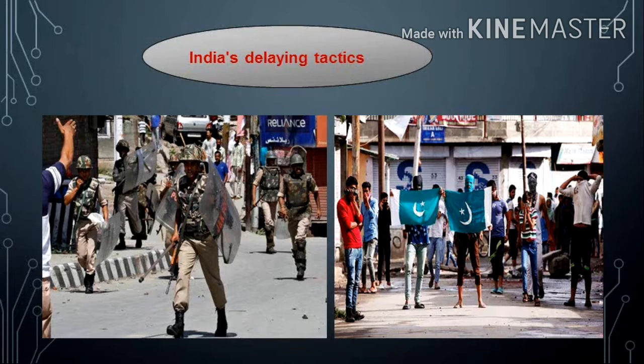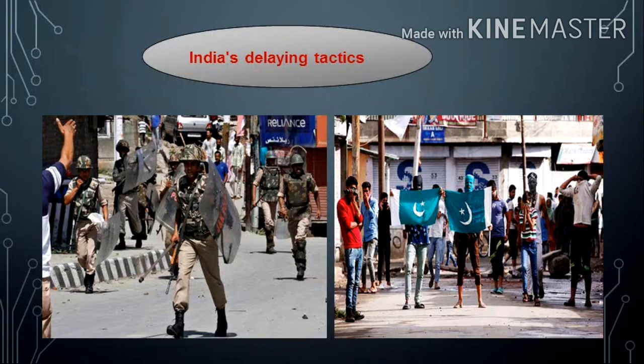India's delaying tactics. Now we will see what India did about this. When these initial problems were settled, it was expected that the United Nations would make arrangements for the plebiscite under its supervision in Kashmir. The United Nations made some effort for this settlement, but India was not sincere from the beginning. It created different hindrances for a free plebiscite in Kashmir.